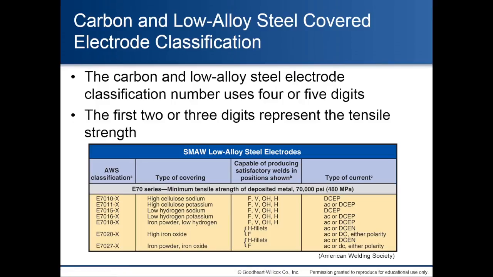Carbon and low alloy steel covered electrode classification. The carbon and low alloy steel electrode classification number uses 4 or 5 digits. The first 2 or 3 digits represent the tensile strength. In the chart below, the minimum tensile strength of deposited metal is 70,000 psi. If they were 100,000 or more, they would have 5 digits instead of 4.